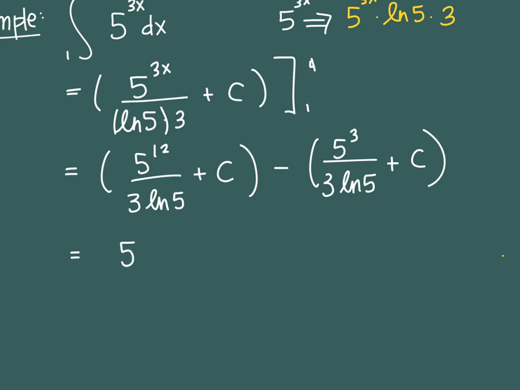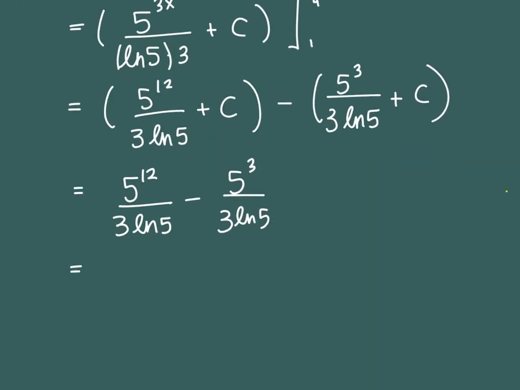So we have 5 to the 12th over 3 ln 5 minus 5 to the third over 3 ln 5, which can be simplified. You can pull out what they have in common. We've got 5 to the third over 3 ln 5 as the common value, leaving me with 5 to the 9th minus 1. That would be another way that you could write that answer.